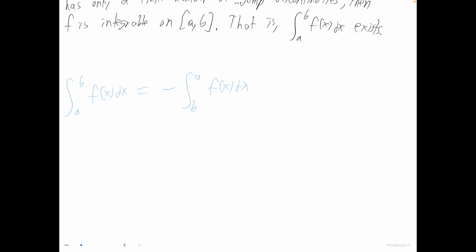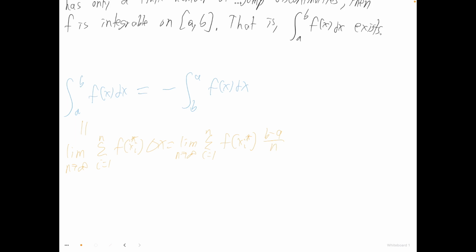And the way you see this is if we actually take the first one, this is the limit as n goes to infinity of the sum from i equals 1 to n of f of x sub i times delta x, which is the limit as n goes to infinity of the sum from i equals 1 to n of f of x sub i, and I'm going to write x sub i star here. And then delta x, remember, is b minus a over n.